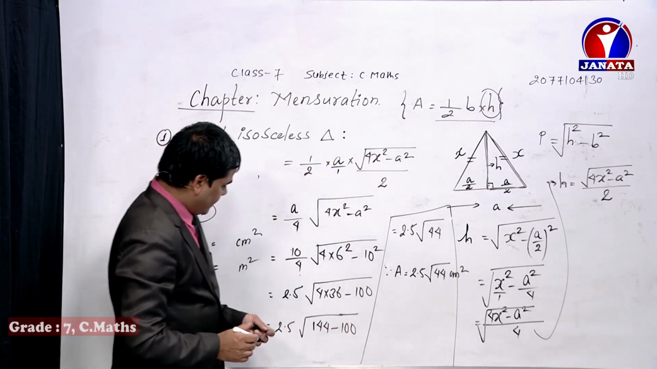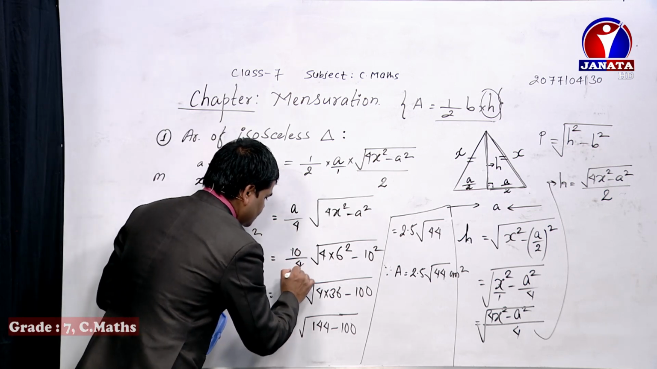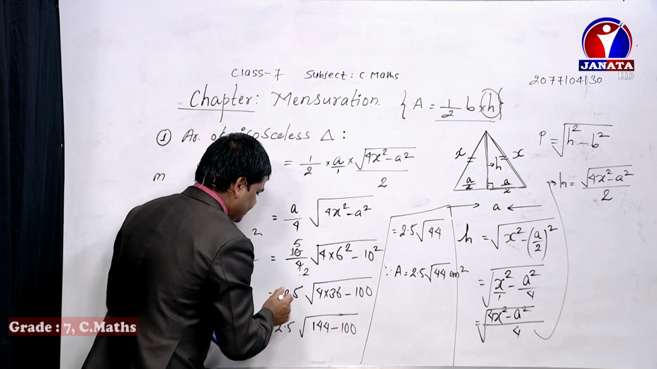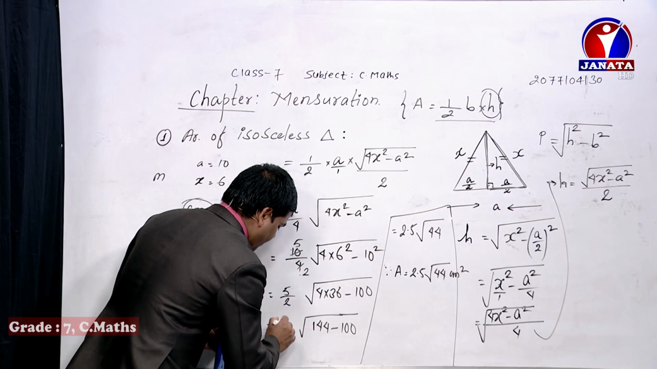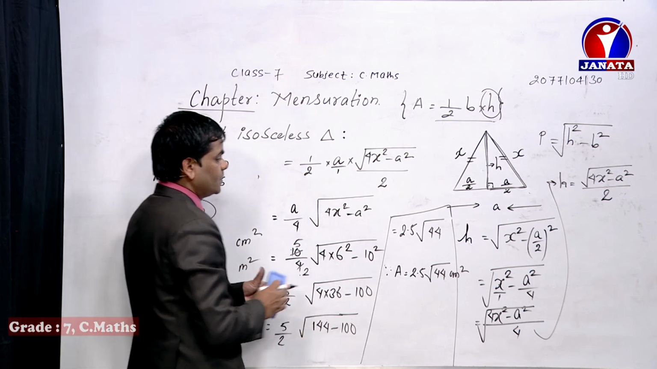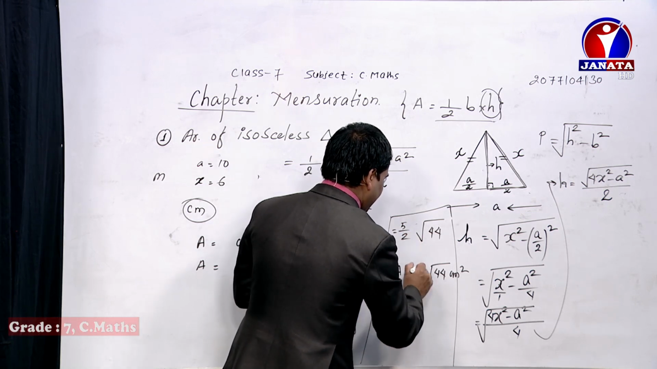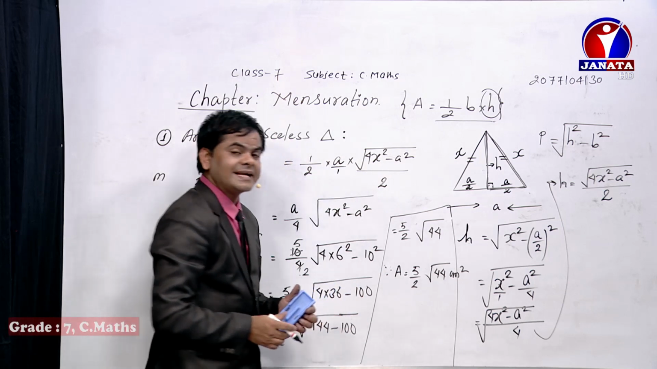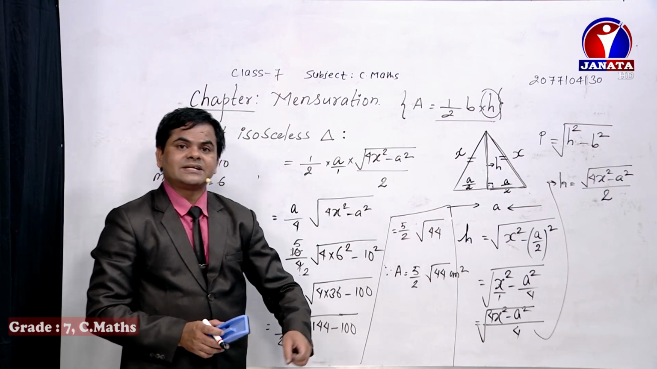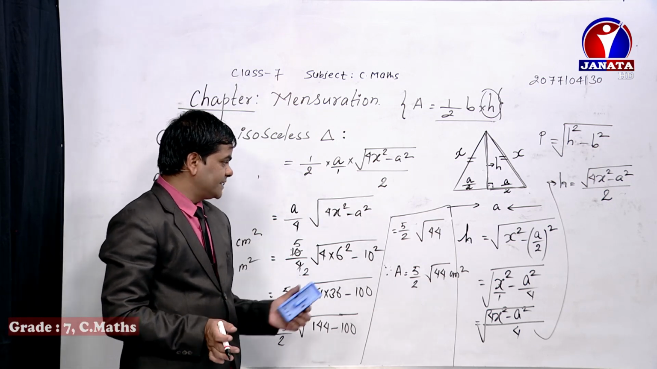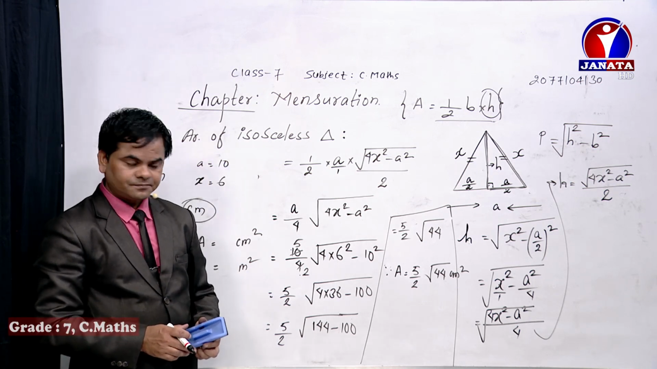Or you can write directly in this form as well, rather than doing so: 2 2s are 4, 2 5s are 10, isn't it? So you can keep this one as 5 by 2. You can do like this as well. In the form of a fraction also you can keep 5 by 2. If you want to convert into decimal, then you need to write 2.5, and then you can multiply by the decimal value of root 44 as well. So this is the way of finding the area of an isosceles triangle.